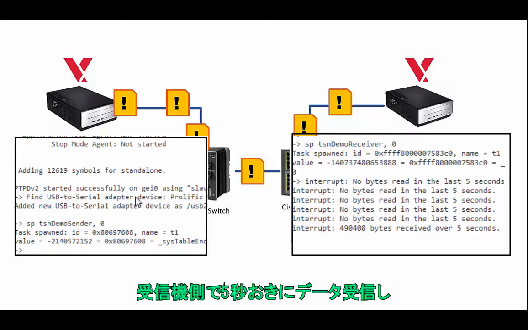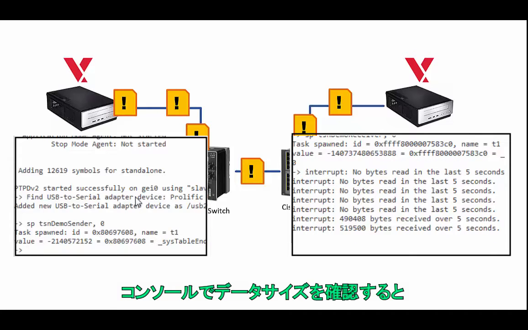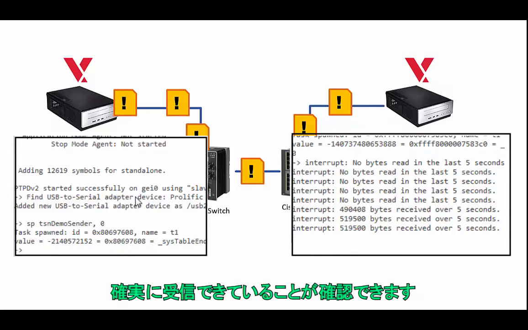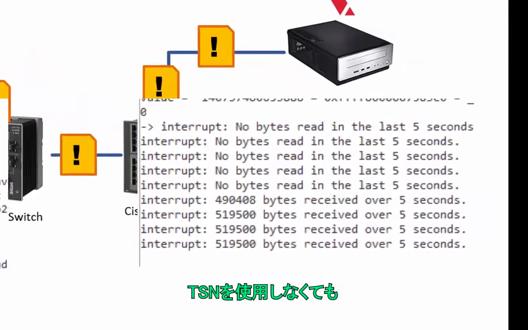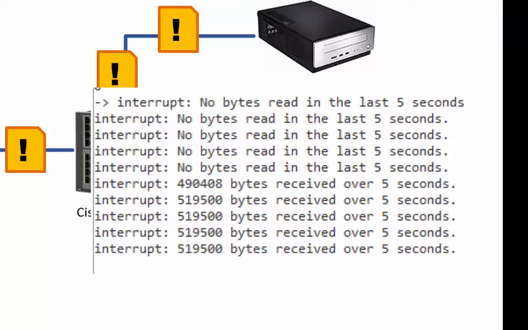every 5 seconds. And as it prints out its messages, you'll see that the messages are being received very consistently. Every 5 seconds, I receive 500 kilobytes of data. These messages are not using TSN. Even without TSN, the messages look like they're reaching their destination on time.